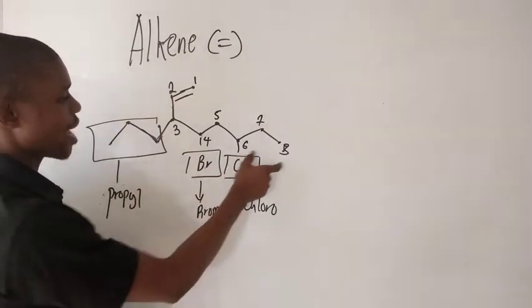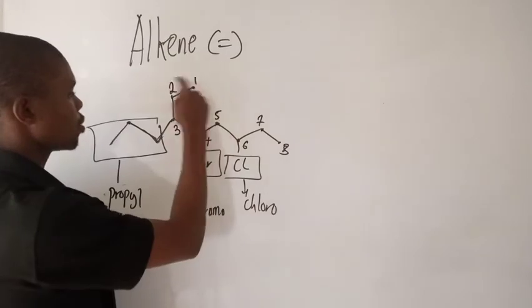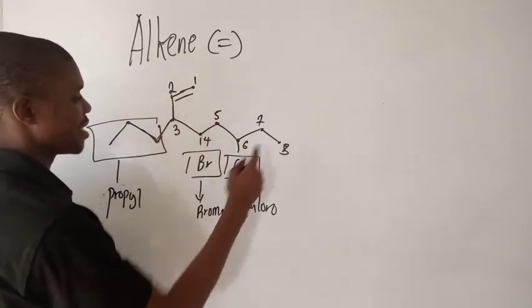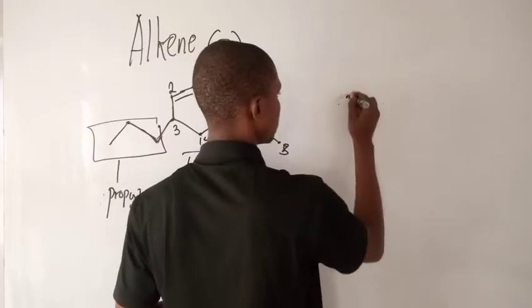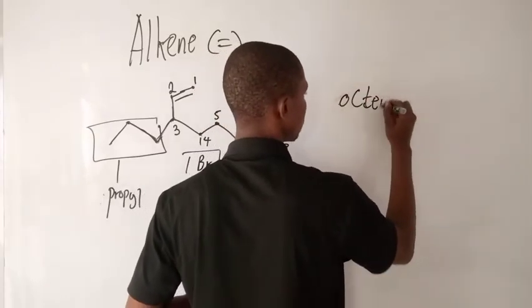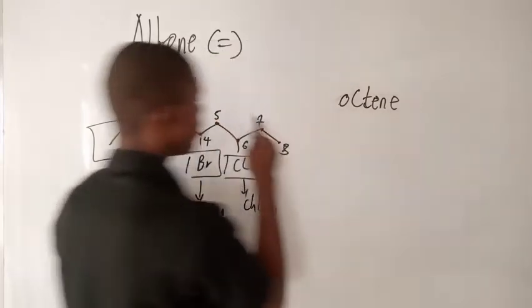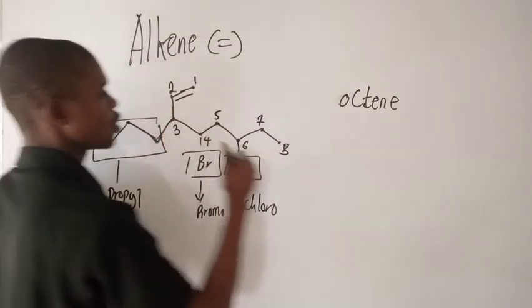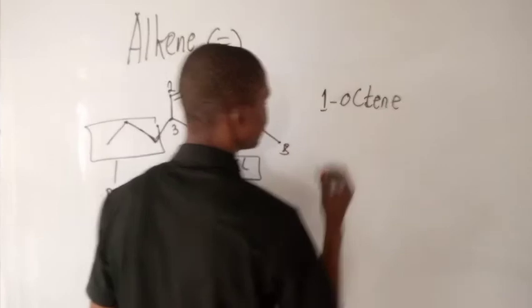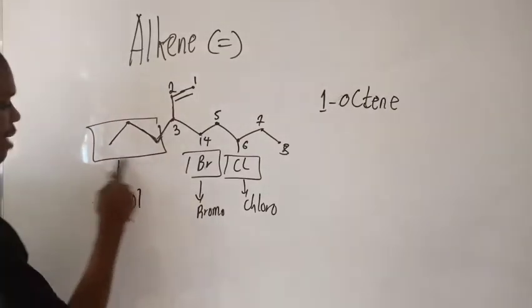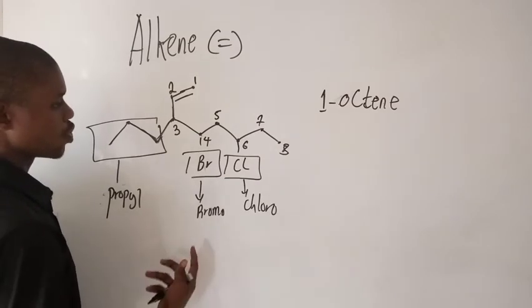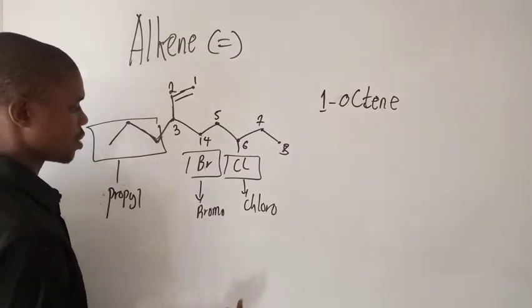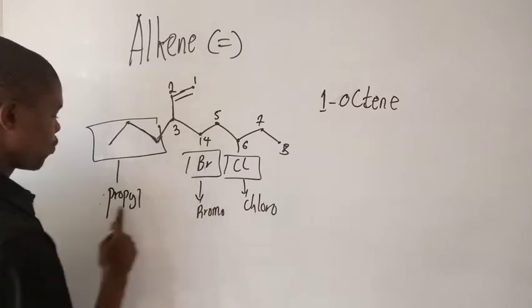So now how do you start naming them? You must write the parent's name. So 1, 2, 3, 4, 5, 6, 7, 8. It's called octane. Now the position of the double bond is at 1, so it's going to be 1-octane. Now, how many substituents do you have here? You have 3 substituents. You must name them in alphabetical order. B comes first, C comes before P.